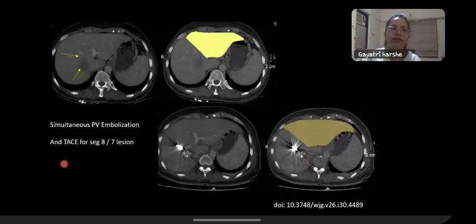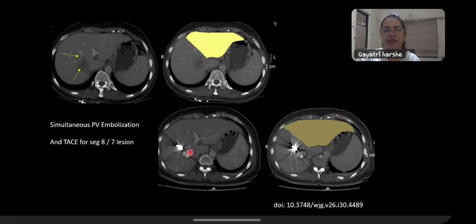This is a borrowed case where there was an HCC in the segment 8 and part of segment 7 with invasion of the right hepatic vein. So what they have decided is simultaneous portal vein embolization and TACE for the segment 7/8 lesion. While getting the future liver remnant to cease the progress of the disease of HCC, they decided to do portal vein embolization as well as TACE.